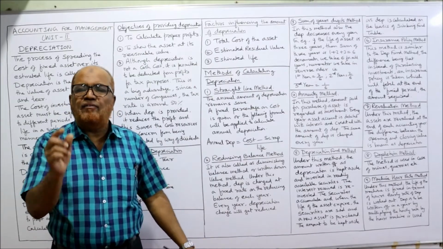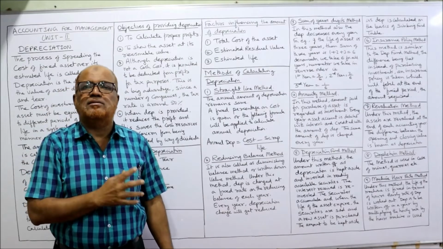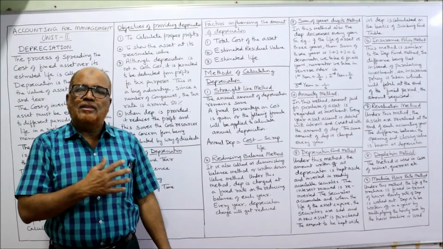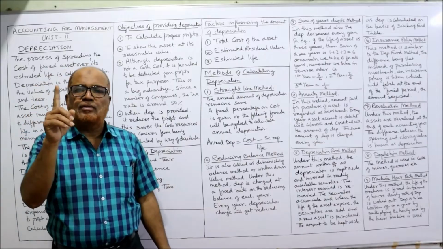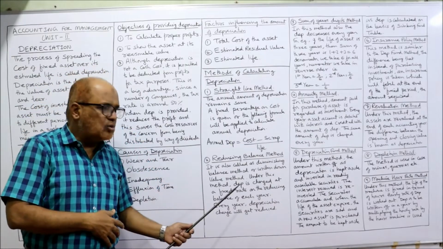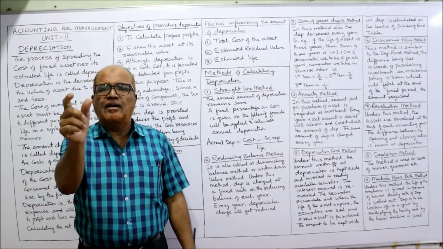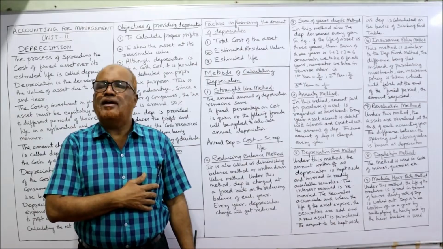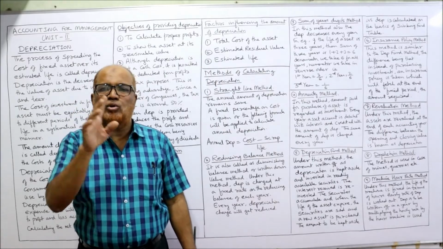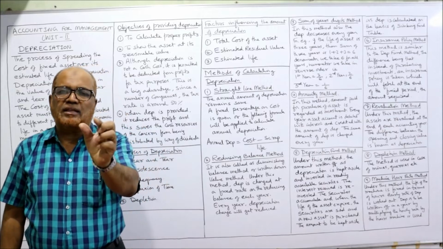So in this method, a fixed percentage will be applied on the reducing balance. Example, the machine costs 1 lakh rupees and depreciation is charged at 10% on the reducing balance method. The first year, 1 lakh into 10%, you will get 10,000. The first year depreciation is 10,000.